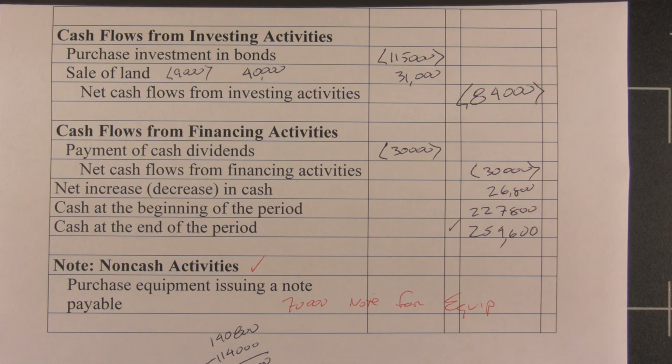So that's a complete cash flow statement by the indirect method. You could also do it by the direct method if you wanted to, just for practice, but I doubt that anyone will.